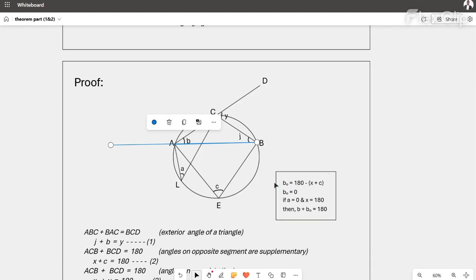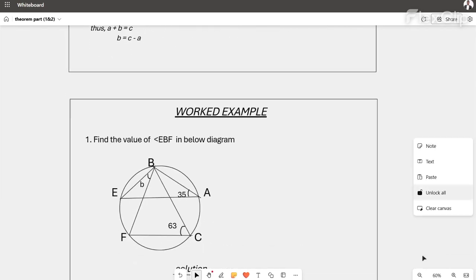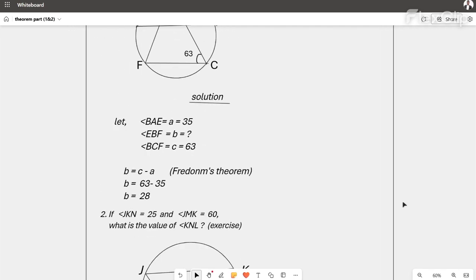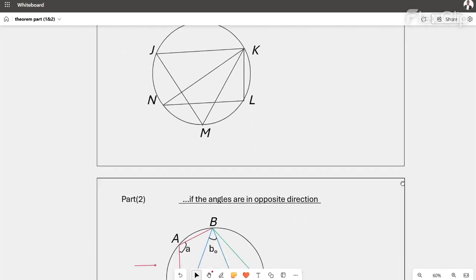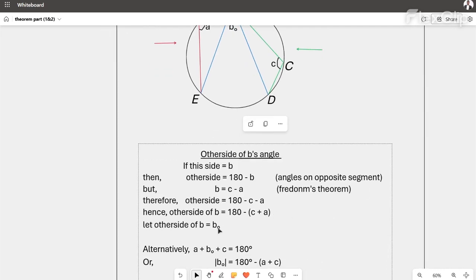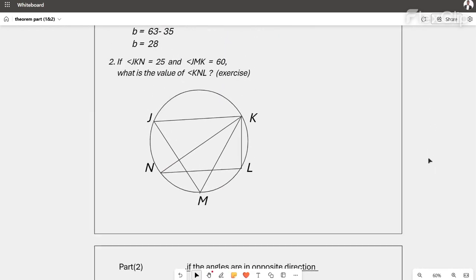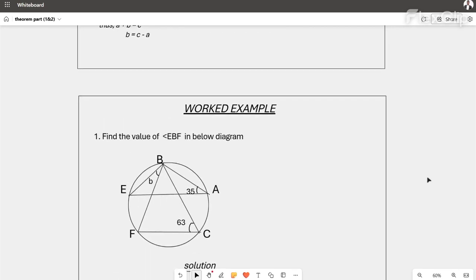Why? Because of the theorem that we proved earlier in this video. Let me show you how everything works so that you have a full understanding of it. This theorem we have says the other side of B is equal to 180 degrees minus angle C plus angle A, or this one to be precise, this one here. So from this equation, you will see here that angle B naught is equal to 0.